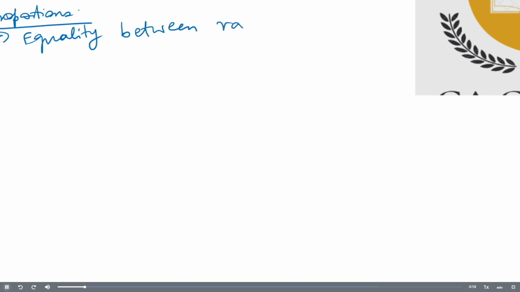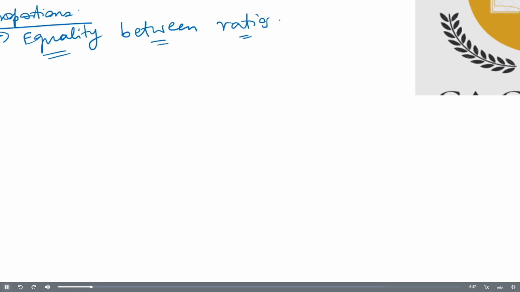Hi students. Now we will move on to the topic called proportions. The next part of the chapter is proportions. If you have done ratios, then proportions is the next step and it's quite simple as well. So don't worry. Now, what do you mean by the term proportion? Proportion means equality between ratios.